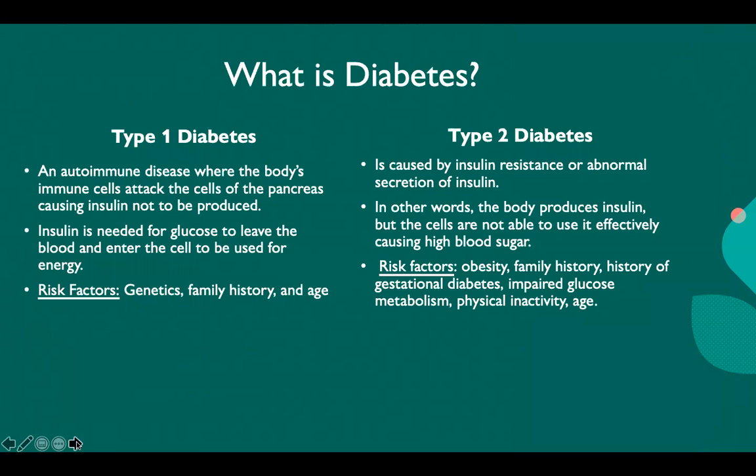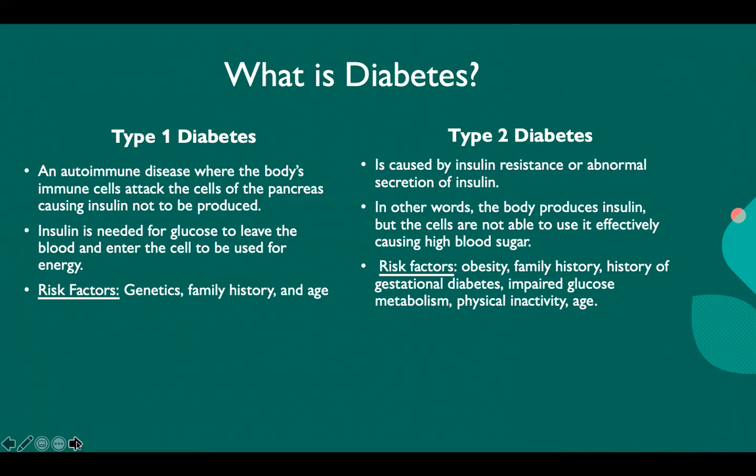So what is diabetes? There are 3 different types of diabetes: type 1 diabetes, type 2 diabetes, and gestational diabetes. Gestational diabetes happens when somebody is pregnant, so we won't be going over that today. However, just know it is very similar to type 2 diabetes. Type 1 diabetes is an autoimmune disease where the body's immune cells attack the cells of the pancreas, causing insulin not to be produced. This is a problem because insulin is needed for glucose to leave the blood and enter the cell to be used for energy. Without insulin, your cells are not getting the energy they need to function.